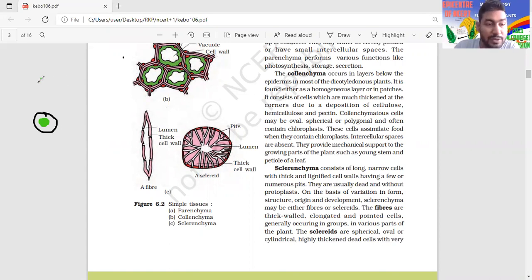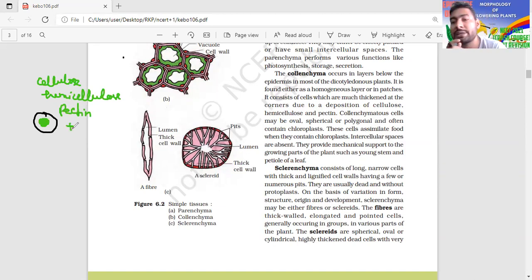Another important property: they have cellulose, hemicellulose, and pectin, like collenchyma, but one more important new component came, and this component is known as lignin. The deposition of lignin also takes place in the sclerenchyma. So due to the deposition of lignin, sclerenchyma becomes very hard.